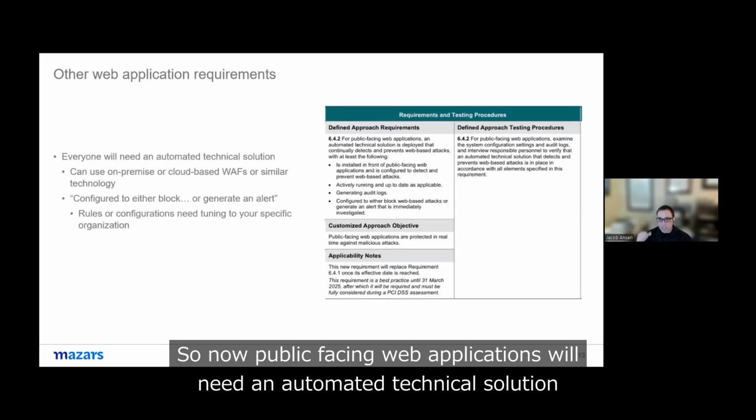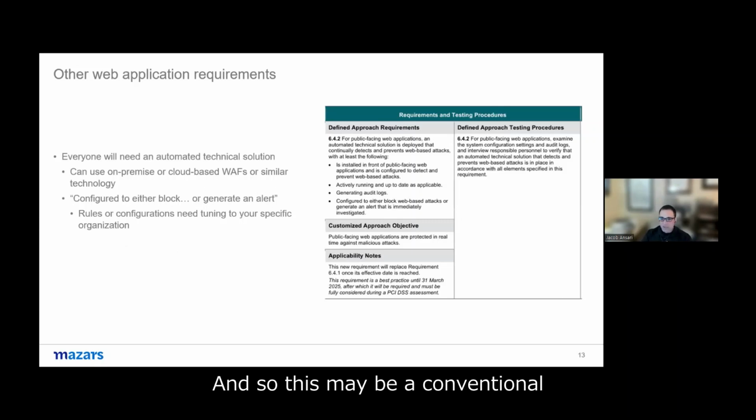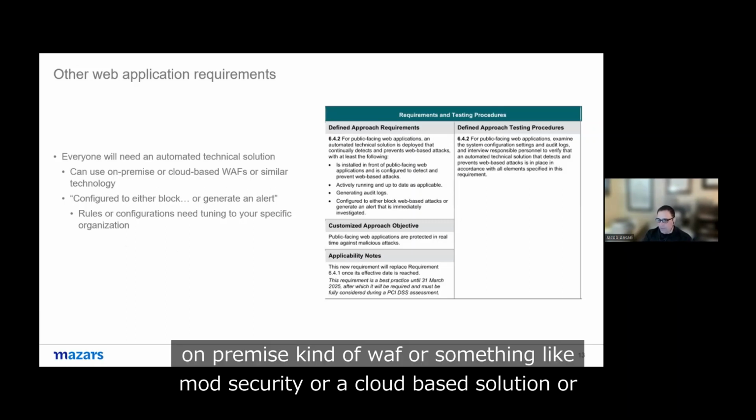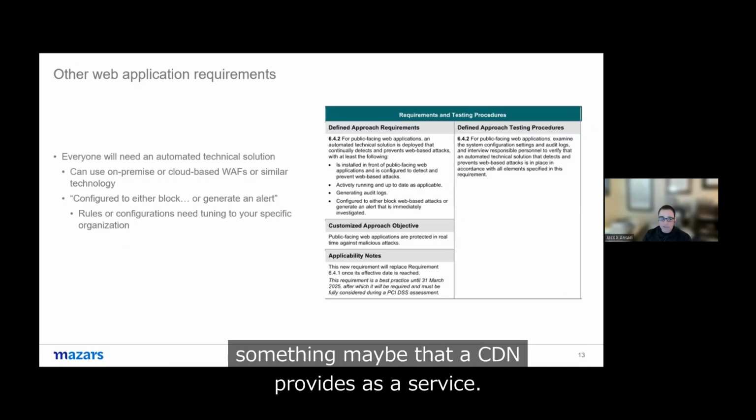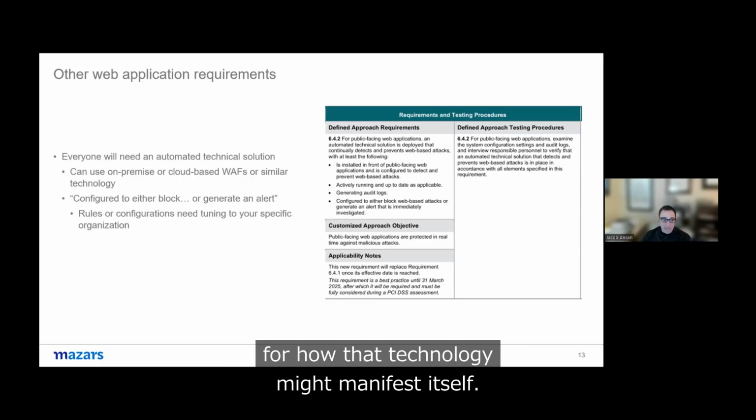So now public-facing web applications will need an automated technical solution, and that application security review process ceases to be a viable option. And so this may be a conventional on-premise kind of WAF, or something like mod security, or a cloud-based solution, or something maybe that your CDN provides as a service. There are a lot of potential options for how that technology might manifest itself.